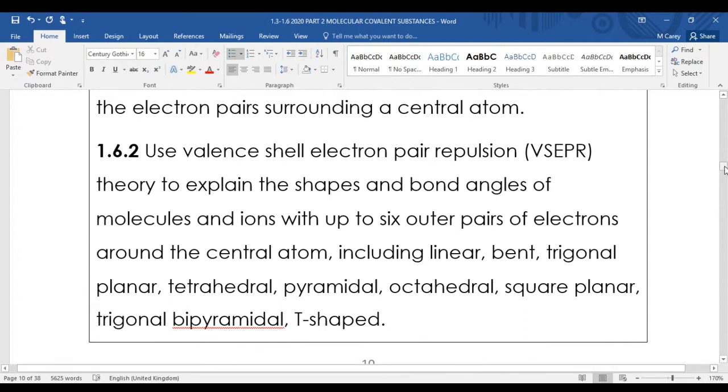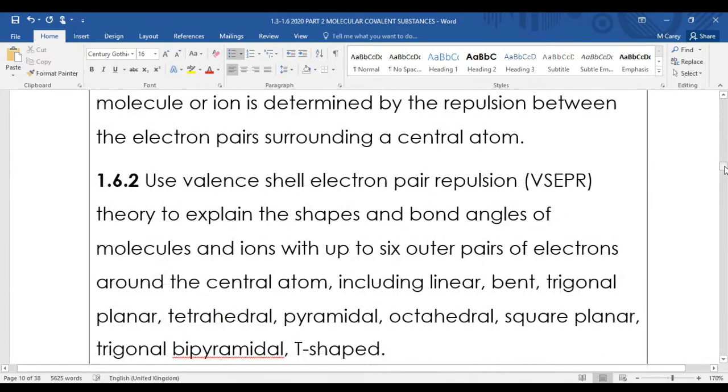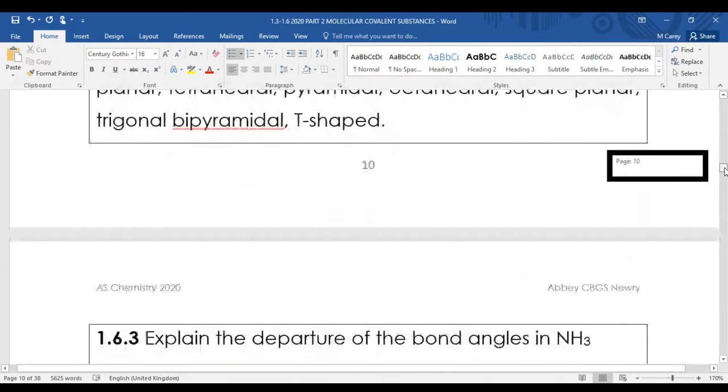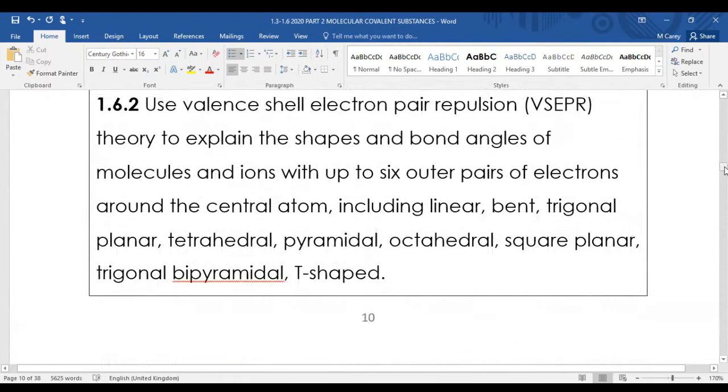So you need to identify the shapes and bond angles. It says we're only dealing with up to 6 outer pairs of electrons, and they've listed the shapes. They've just said including, but we'll cover a few more shapes as well. Let's begin by having a look at a video by somebody who's got some 3-dimensional representations and a much posher voice than me. So we're going to have a look at that first.